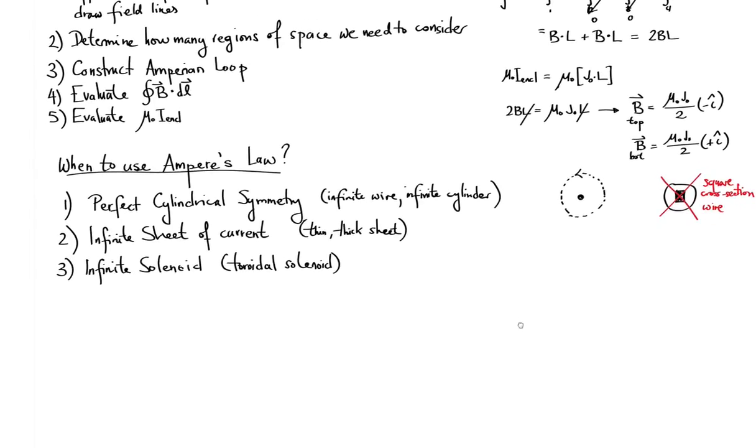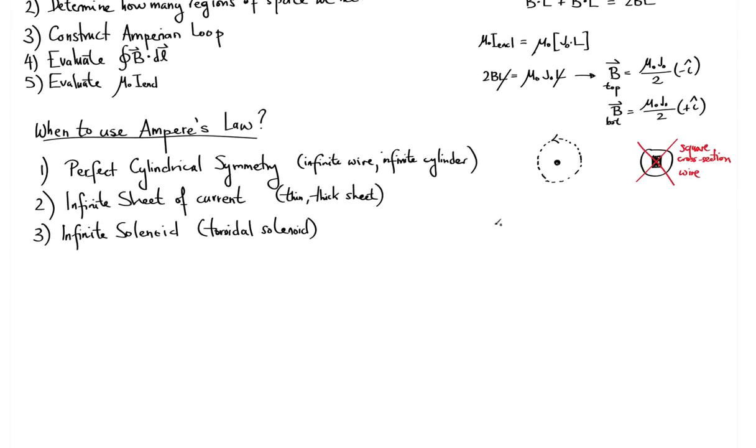Again, when you're trying to figure out when you can and can't use Ampere's law, the fourth condition is any combination. Same as in Gauss's law, right? If you have an infinite sheet plus an infinite wire, you can just use Gauss's law for an infinite sheet by itself, the infinite wire by itself, and then the total field is just the superposition of those two. So any combination of the above situations.